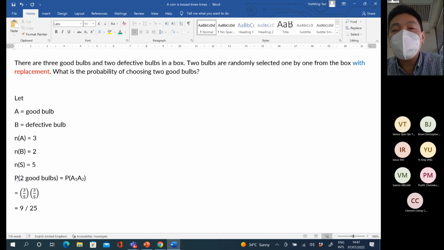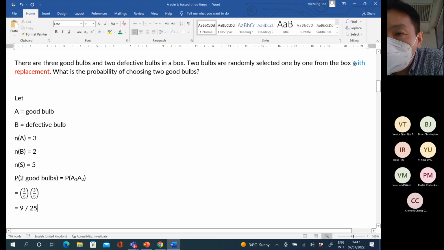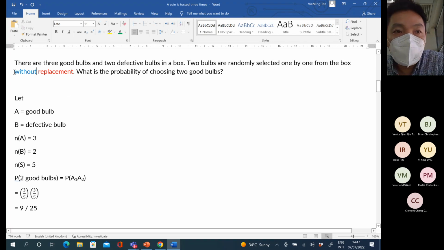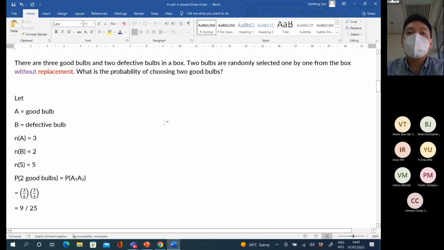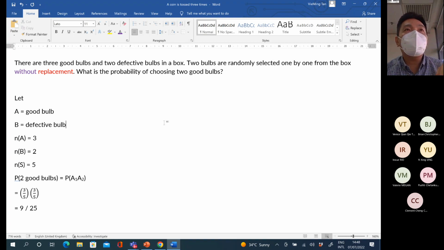So far so good? Okay. How about if I change this word only? I change this to without. Without replacement now. What is the meaning? If without replacement, that means after choosing the first bug, the first bug is not going to be returned inside the box. And then we'll choose the second bug. After choosing, the second bug will also not be returned inside the box.